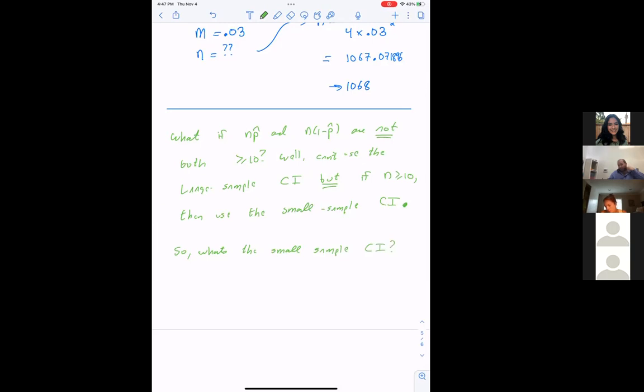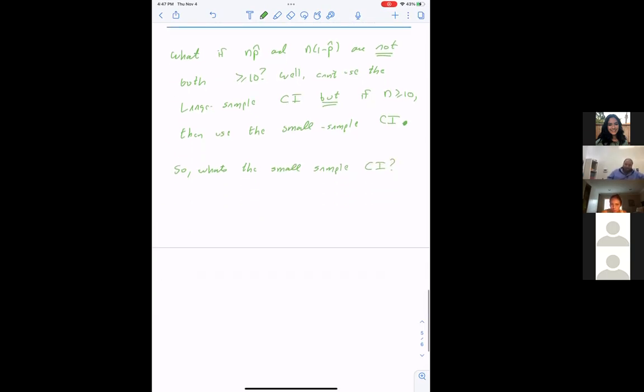Confidence interval. Well, first of all, we know X equals the number of successes. And we know N equals the sample size. And we know P hat is equal to X over N.